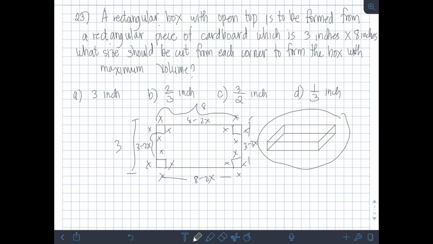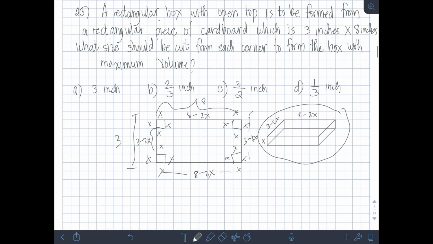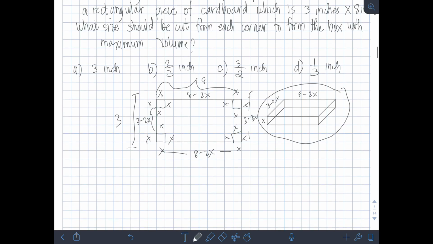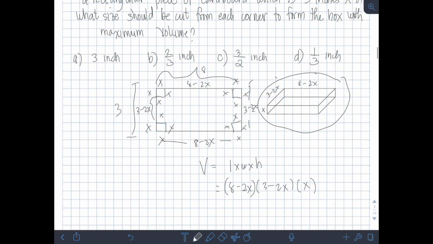Okay? Tapos, yung magiging height niya ay itong mismong x. So, ito si x, tapos ito ay 3 minus 2x, tapos ito ay 8 minus 2x. So, maximize yung volume. So, ano ba yung formula for volume for rectangular box? So, di ba volume nun is length times width times height. So, parang we have, multiply natin itong lahat ng dimension. 8 minus 2x times 3 minus 2x times x. Okay? So, ngayon, ito yung i-maximize natin na function, yung volume.